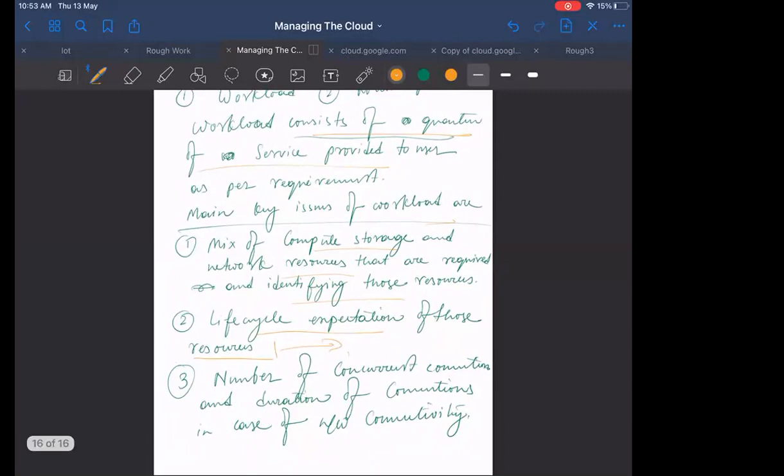Next is the number of concurrent connections. In case of your network services, how many concurrent connections are required, and the duration of those concurrent connections. So how many connections I need at the same time, that I need to know, as well as the average duration of these connections, that also I need to know. Is this clear, students? Main three key issues: life cycle, number of concurrent connections, mix of compute and storage.